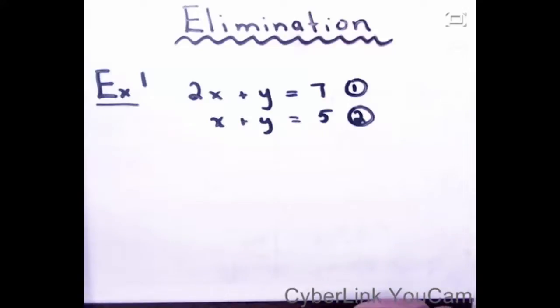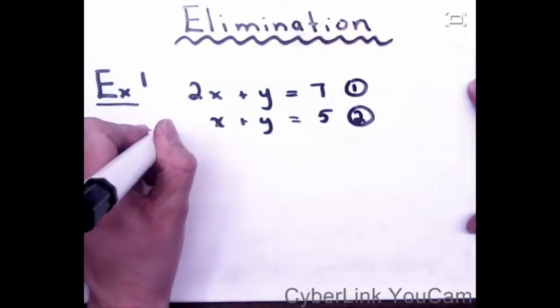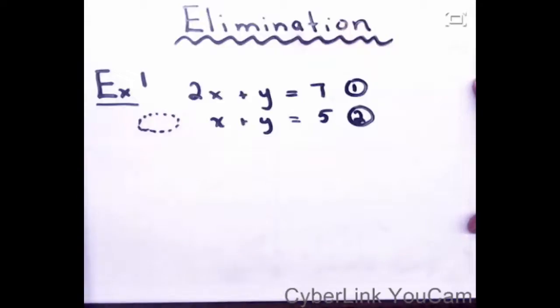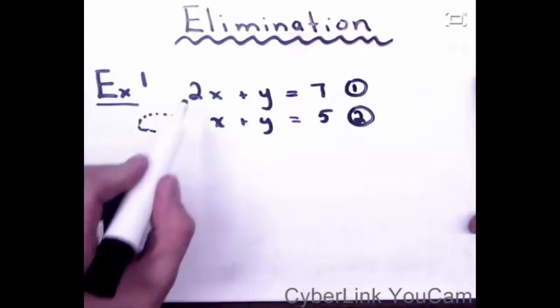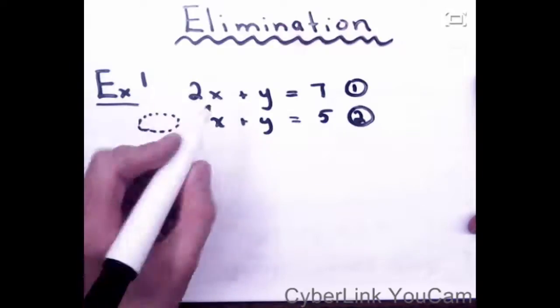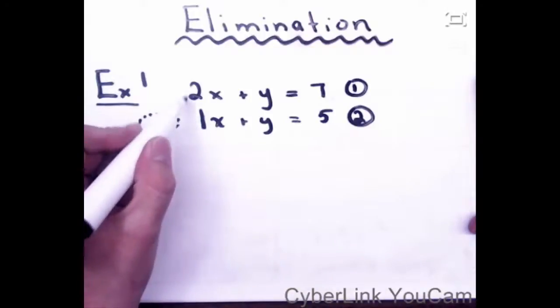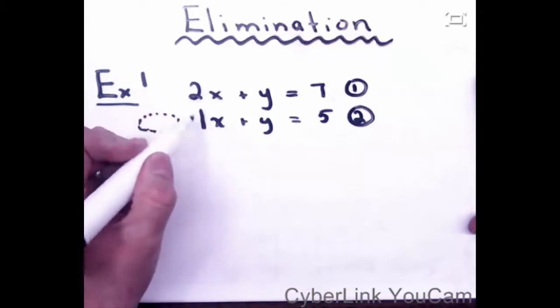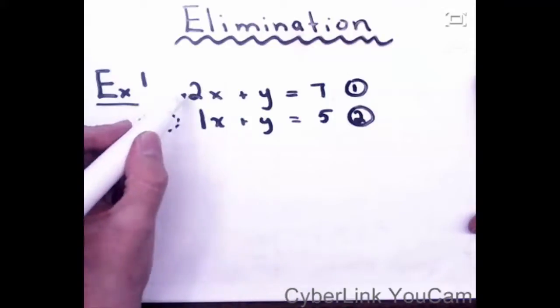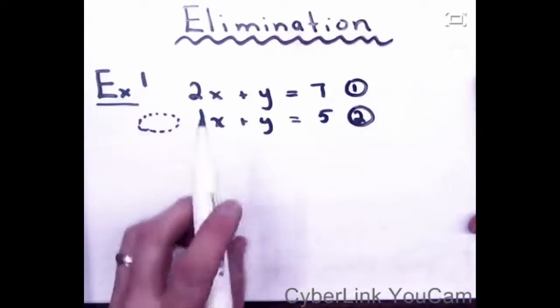Then you look at the equations and make a big decision. You can draw a little dashed circle or box here. Elimination means to get rid of. You want to look at the x's. We've got 2x here and 1x here. If these coefficients were the same, we would work with the x's. They're not the same, we have a 2 here and a 1 there, so we can't really work with the x's. We're done looking at the x's.